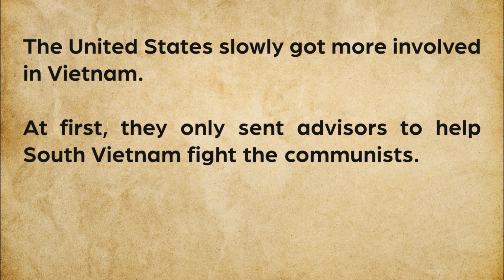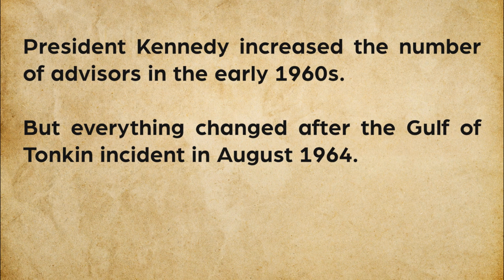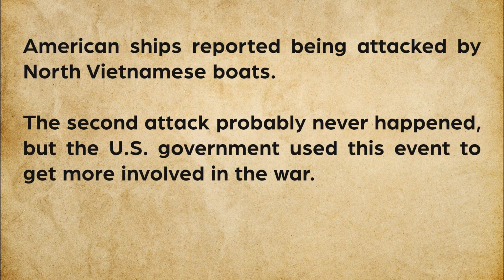The United States slowly got more involved in Vietnam. At first, they only sent advisors to help South Vietnam fight the communists. President Kennedy increased the number of advisors in the early 1960s. But everything changed after the Gulf of Tonkin incident in August 1964. American ships reported being attacked by North Vietnamese boats. The second attack probably never happened, but the U.S. government used this event to get more involved in the war.